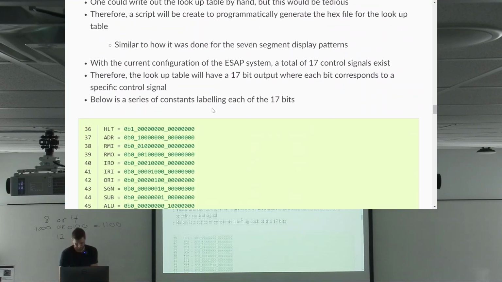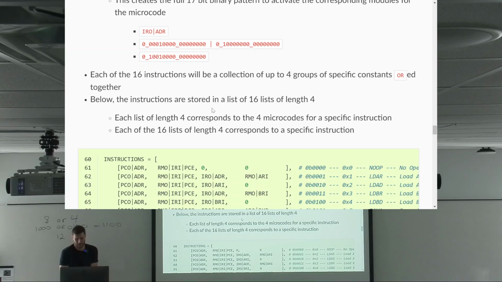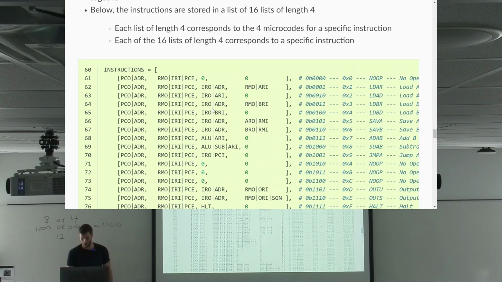So, each of the 16 instructions will be a collection of up to 4 microcodes. The first 2 microcodes of every instruction is fetch, whether we like it or not. So basically what we're going to do is have 16 lists of length 4. Each list of length 4 is the microcode steps for one of the 16 instructions. So what do they look like?